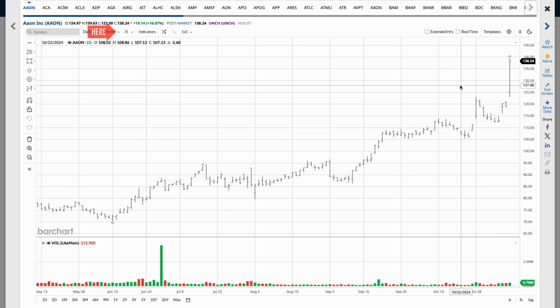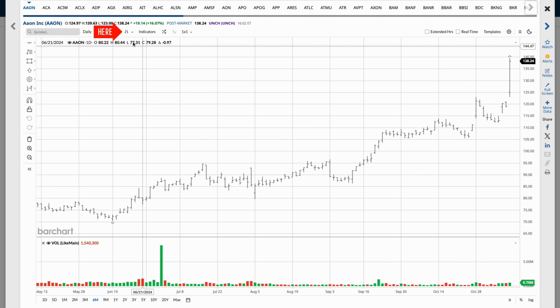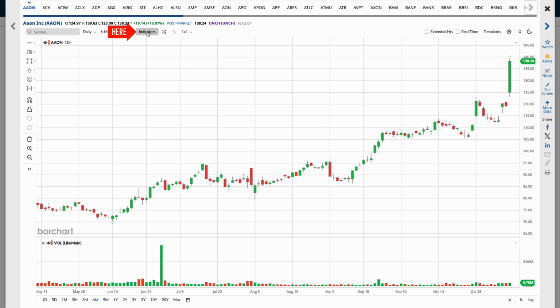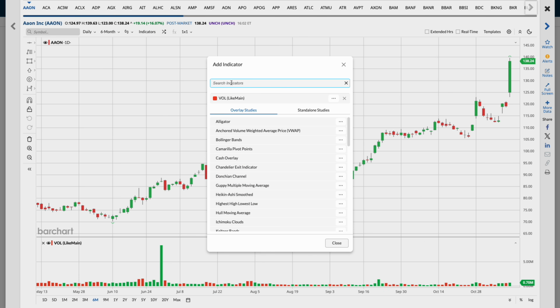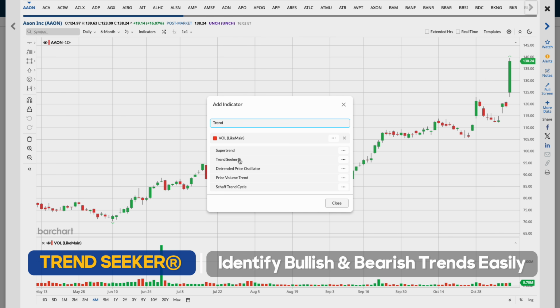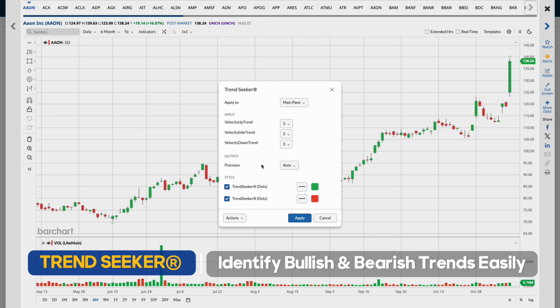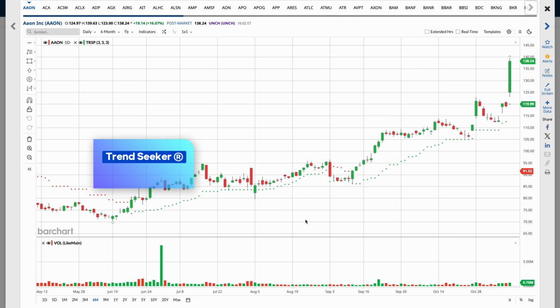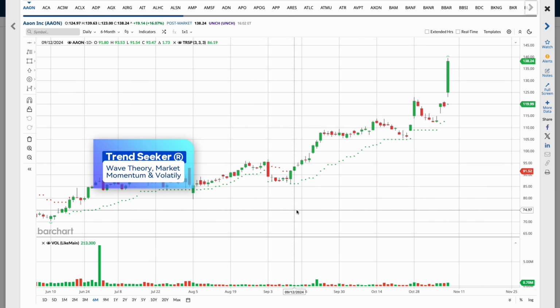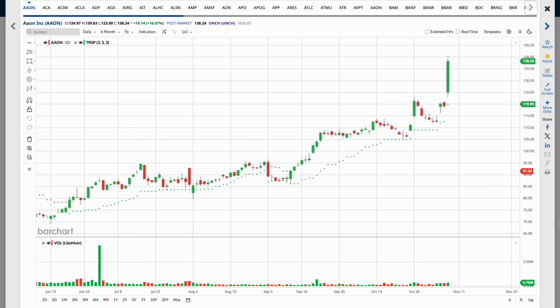When you get to the Flipcharts, you can change the bars to candles if you prefer, and then we want to click on the Indicators tab. This will give us access to the Trend Seeker. Now, the Trend Seeker is a computerized trend analysis system developed by Barchart.com. The system uses a combination of wave theory, market momentum, and volatility in an attempt to find a general trend for a specific market. Simply put, Trend Seeker attempts to cut losers early and let winners run.